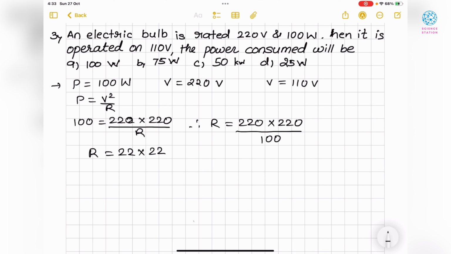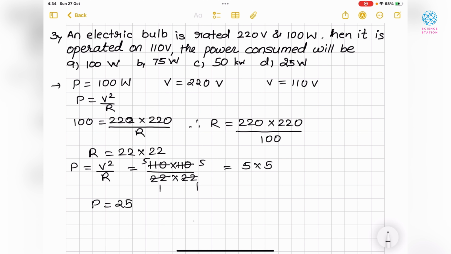Now he has asked for power, so P equal to V square upon R. So V is 110 into 110 and R is 22 into 22. So if I cancel, 22 ones are 22, 22 fives are 110. So this will be 5 into 5. So P equal to 25 watt.